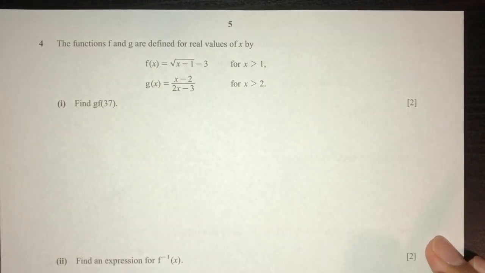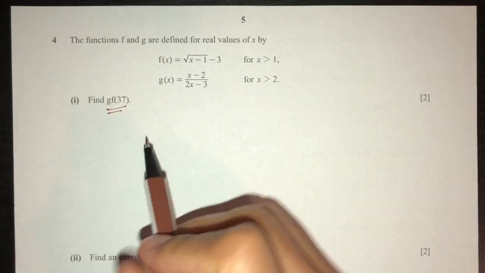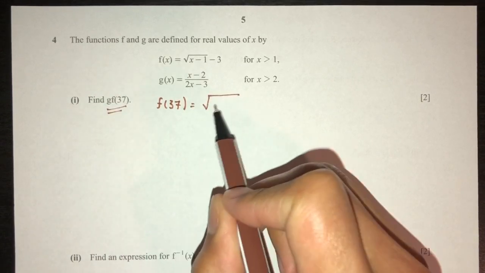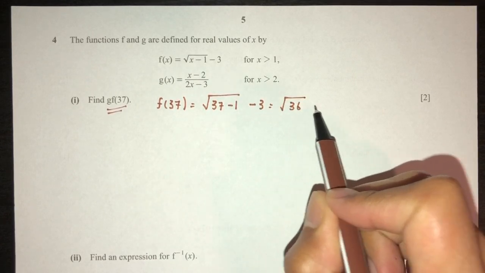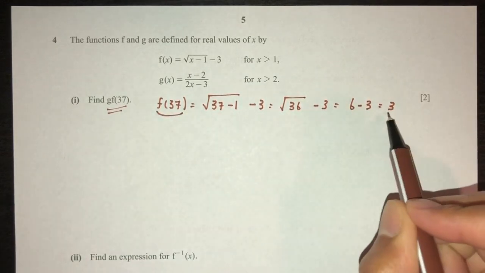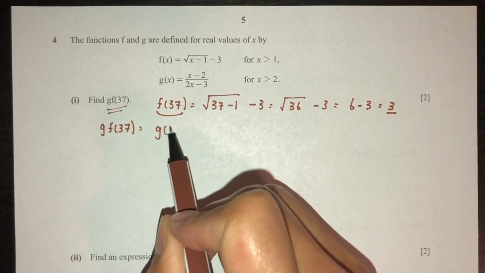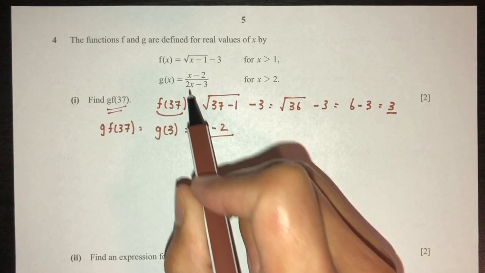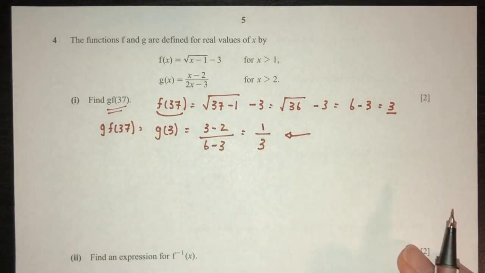The functions f and g are defined as follows. The first one is we have to find this one. So first we can find what is f of 37. That will be square root of 37 minus 1, minus 3, which is root of 36 minus 3, which is 6 minus 3, which is 3. So this is 3. So this is equal to g of 3, which is 3 minus 2 divided by 2 times 3, that will be 6 minus 3. That is 1 over 3 as your answer for part 1.